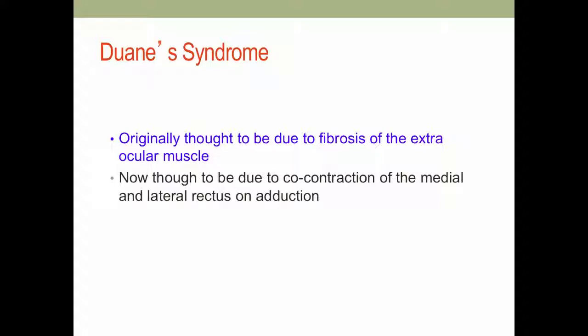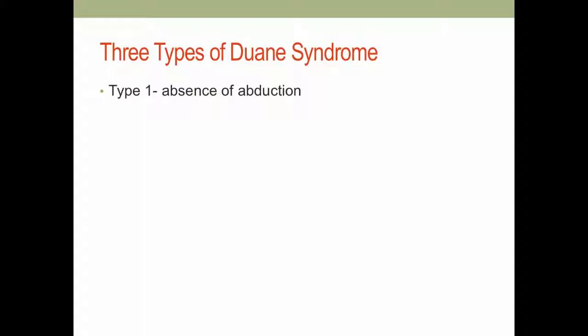They were originally thought to be due to fibrosis of the extraocular muscle. The current thought is it's co-contraction of both the medial rectus and lateral rectus muscle because of the absence of a sixth nerve. This is based upon an autopsy of one person, so it's a little difficult to generalize. But we now divide Duane's into three different types.